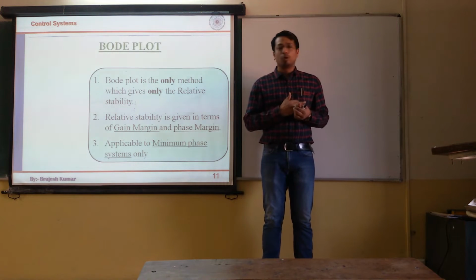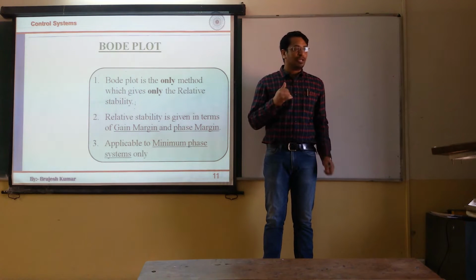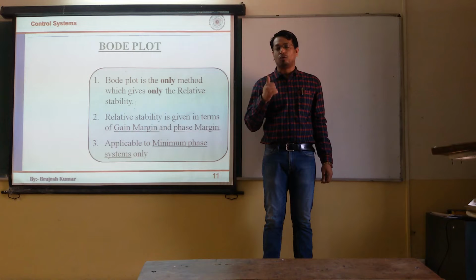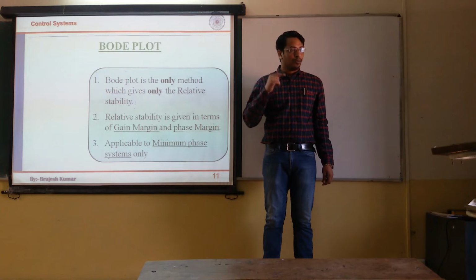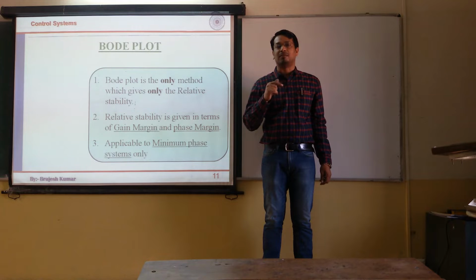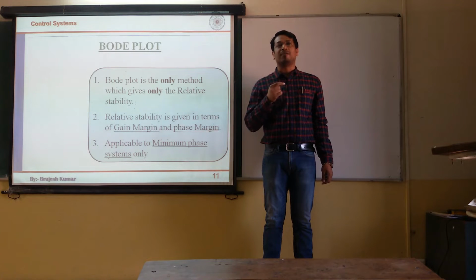First is that Bode plot is the only method which gives only relative stability, and note the keyword only is used at two places. This is the only method available in control systems which gives you only relative stability. This cannot give the absolute stability of the system like the Routh-Hurwitz method. Relative stability can also be given by some other methods, which you will read in classes to come, like Nyquist plot. But this is the only method which talks only about relative stability of the system. It does not give absolute stability of the system.